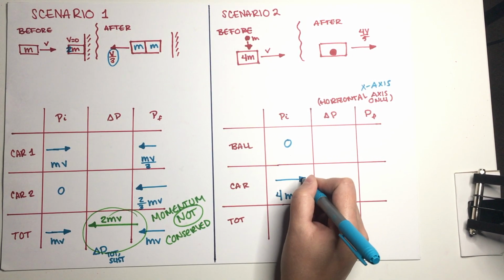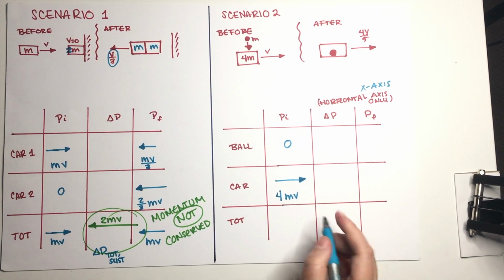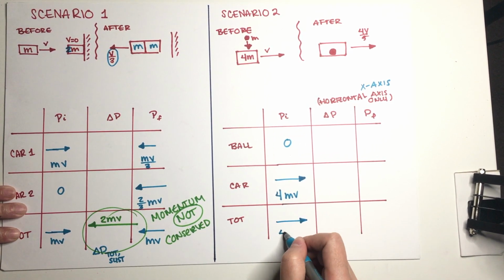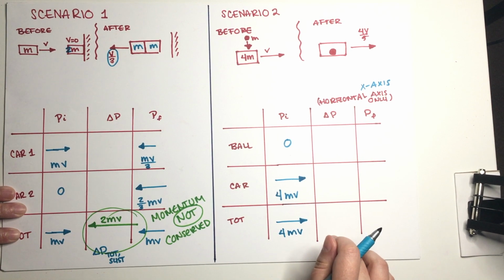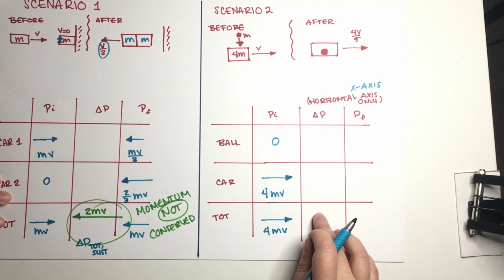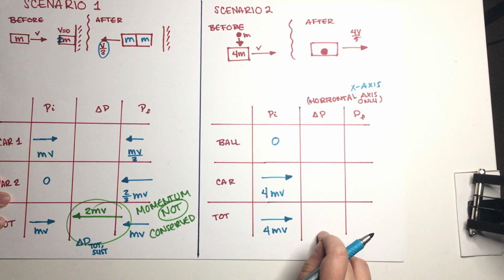Just moving in this direction. And then these have to add up. So this is 4 mB. Again, this is what we're looking for. If there's something here, then momentum is not conserved. If this is 0, then yes, it was conserved. So we're holding on to this.